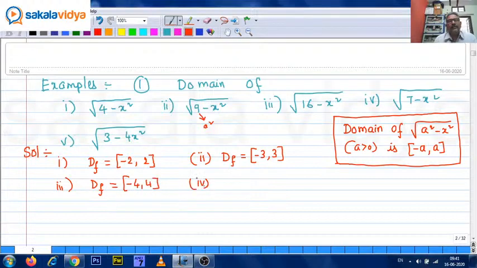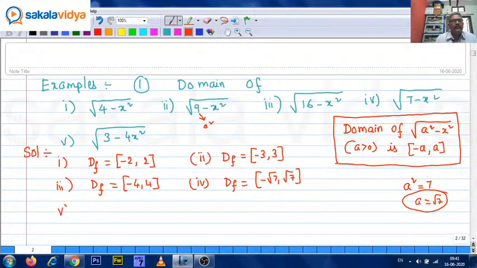Fourth is very important. What is the fourth actually? Here we have fourth, A square is equal to 7. A will be root 7. This is important. A is root 7. So domain of F is equal to minus root 7 comma root 7.